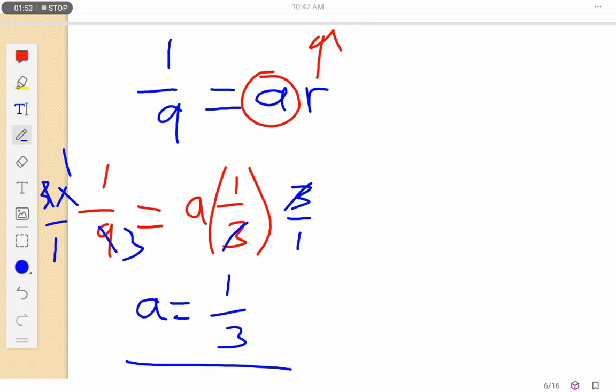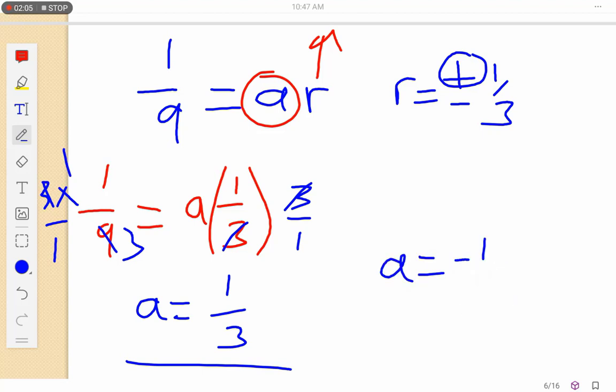Then for the second one, because we said our r is plus or minus 1 over 3, we have used the plus. For the minus, it means we'll just have a is minus 1 over 3. So these are the two values that we have.